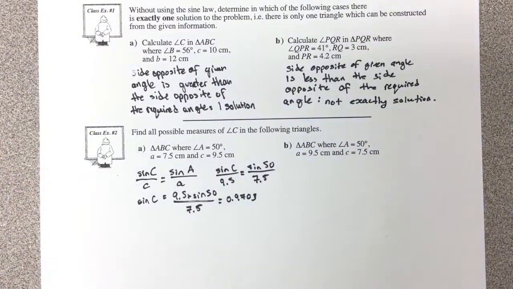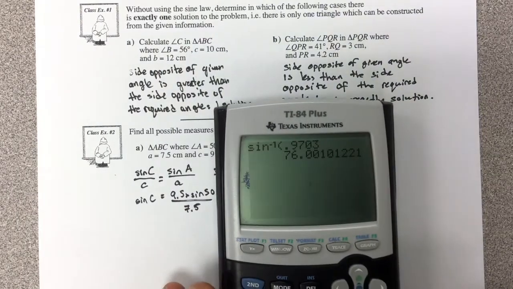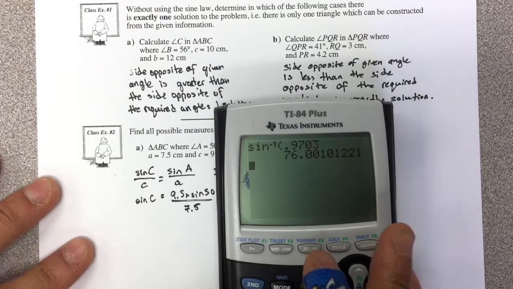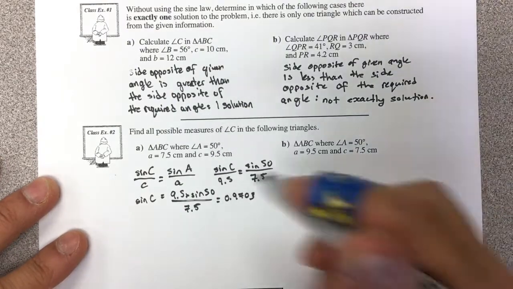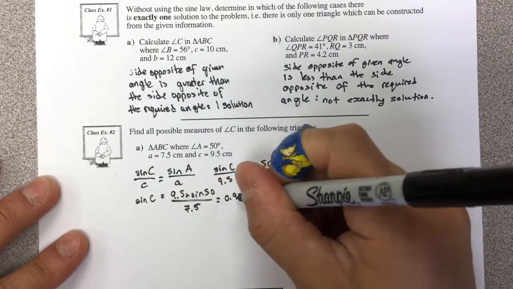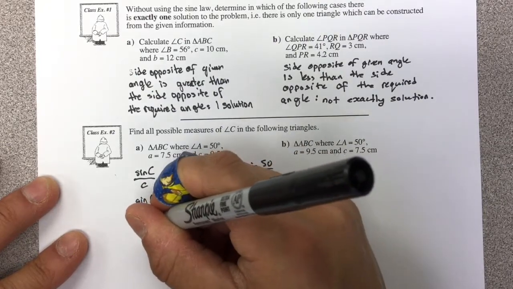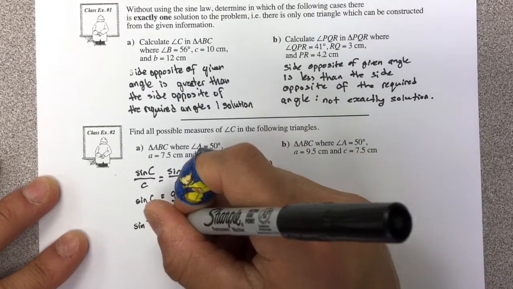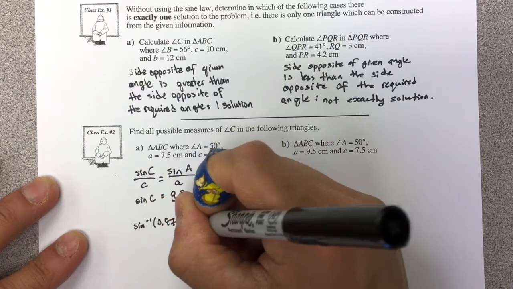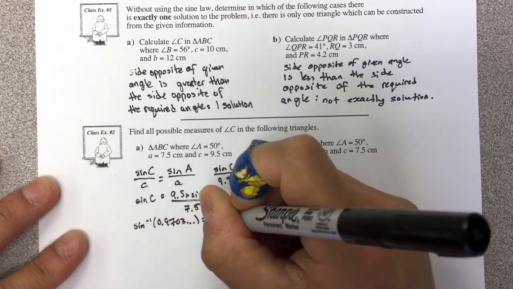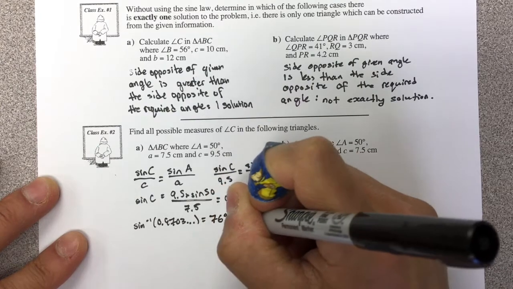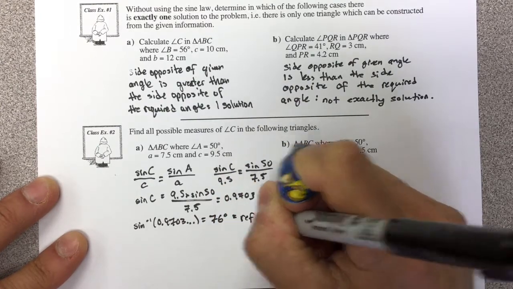Now, with that, remember we need to come up with our angle. So 0.9703 results in 76 degrees. Now this 76 degrees is a reference angle, okay? So I took the inverse sine of 0.9703, and I get 76 degrees. So that's my reference angle.